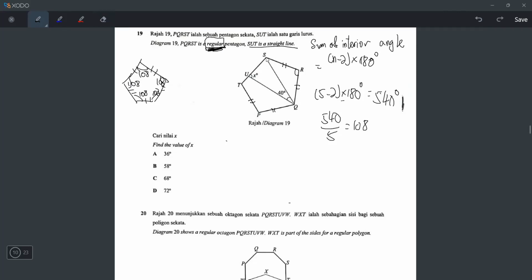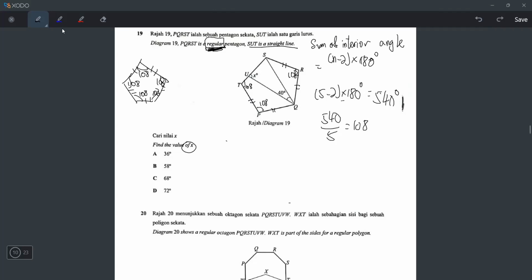Okay, SUT is a straight line, SUT. Okay, understand? Find the value of x. Okay, so how to do? If you look at this whole diagram, the only information that they give you is 40. So obviously you have to start from there. So we all know this is 108. This is also 108. This is also 108. The 108 you have to be careful is the whole thing like this. And this one also the whole thing. But there's a line blocking dekat situ, so I won't write it. So this is what I will do.